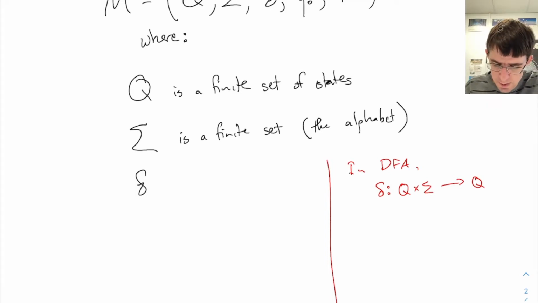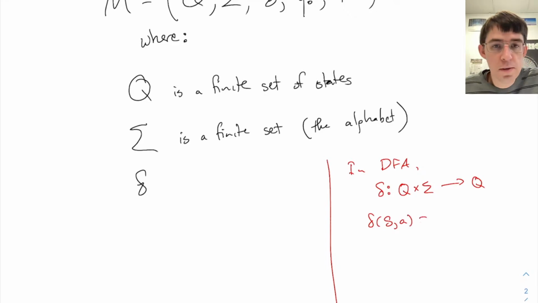So it looks something like, delta of S comma A equals T, something like that. You plug in a single state and a letter, and what you get out is another single state. So the codomain here is Q because the answer is a single state. This is the principal difference in an NFA. Remember, you can have many outgoing arrows from the same state. And so in an NFA, the answer here is not a single state, but a set of states.